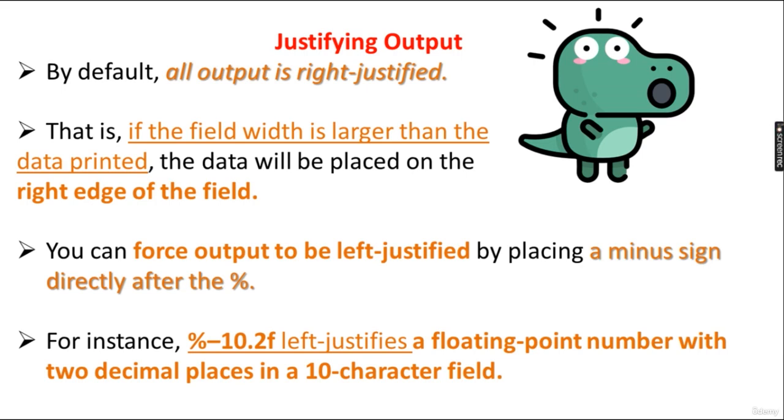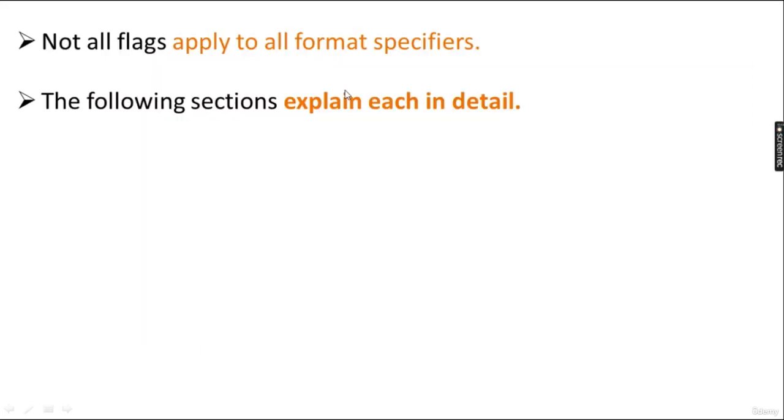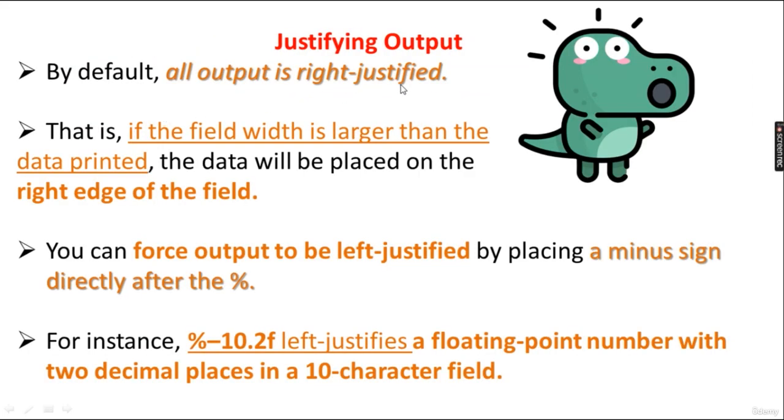Okay, justifying output. So first is the dash, left justification. By default all output is right justified. If the field width is larger than the data printed, the data will be placed on the right edge of the field. Total field width is larger than the data that is printed, so it will be output on the right edge of the field.